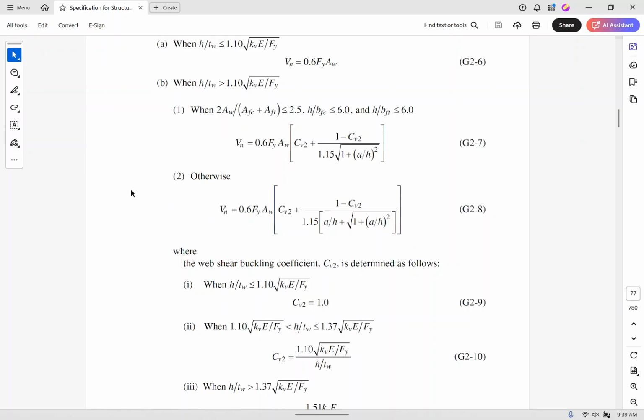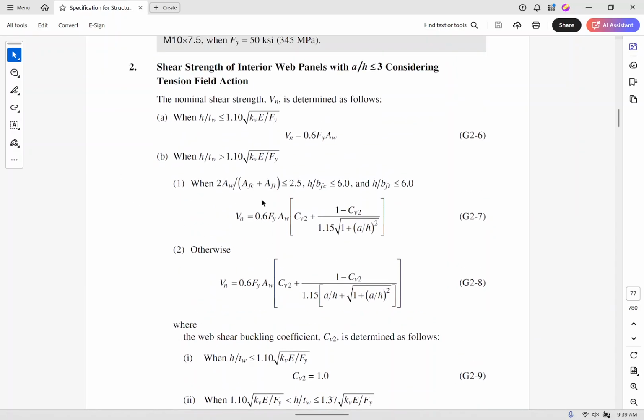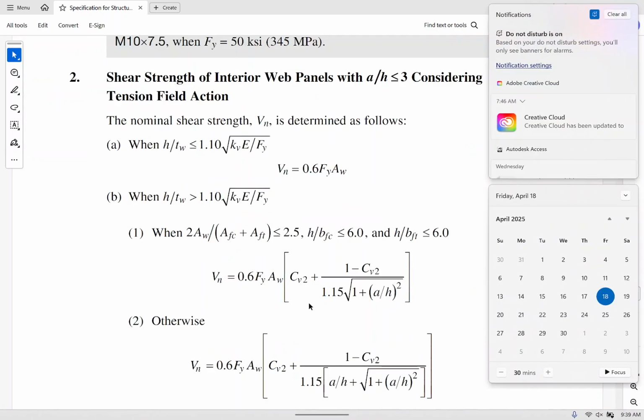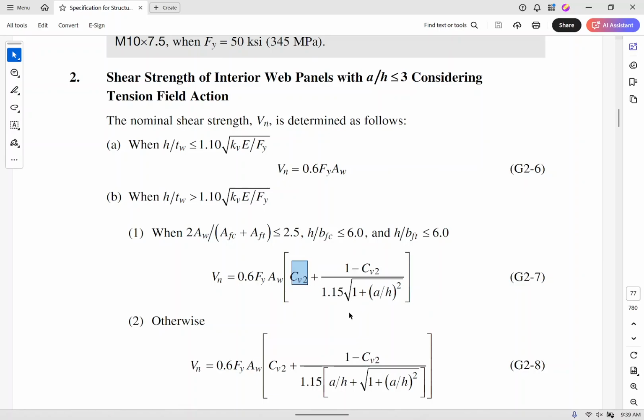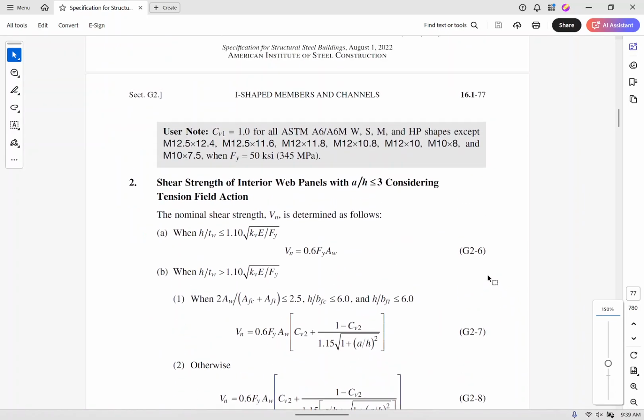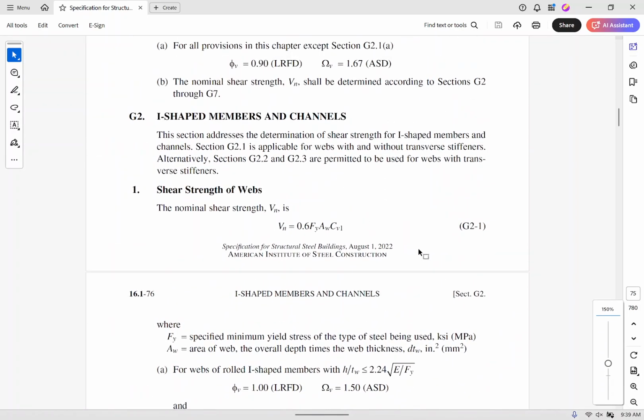One thing I'll say for the purposes of the spec: if you look at all the sections with tension field action, you will see a Cv2, right? And so we're dealing with Cv1. That's the spec's way of differentiating that. So we're not considering tension field action. So what is tension field action?